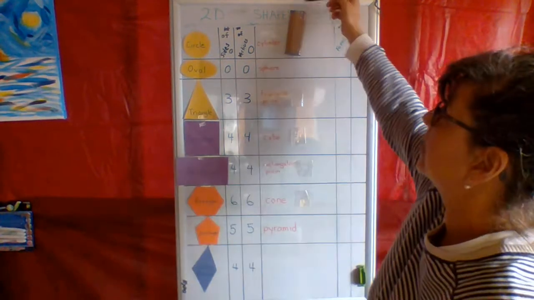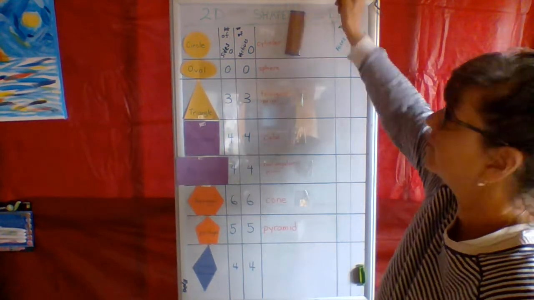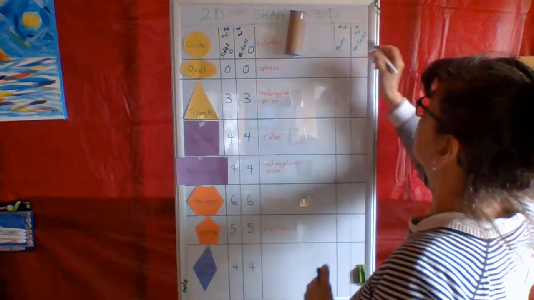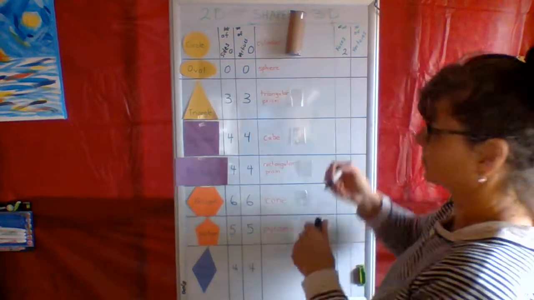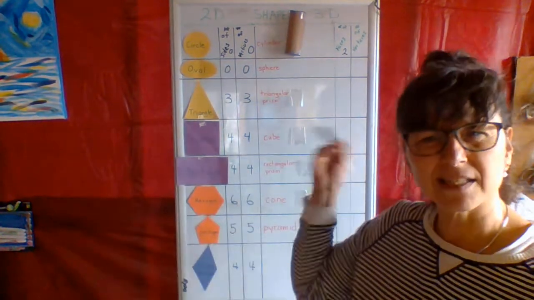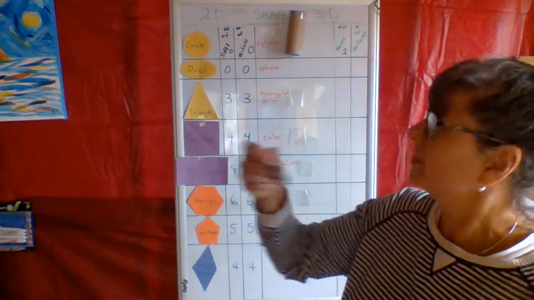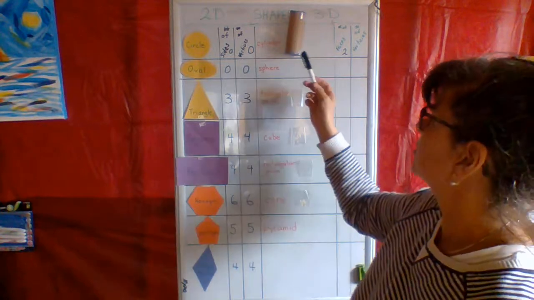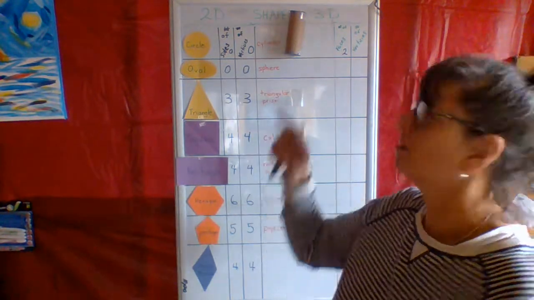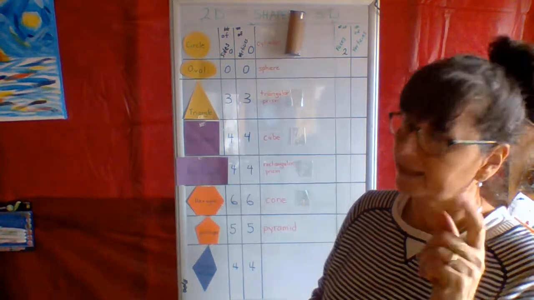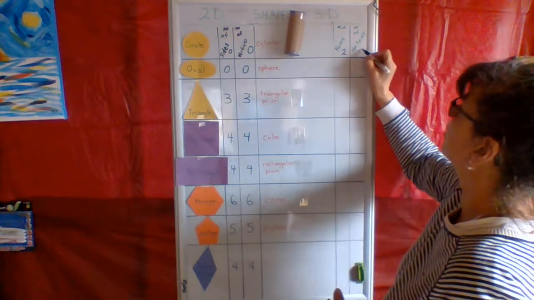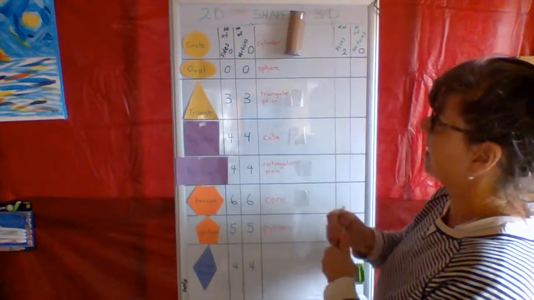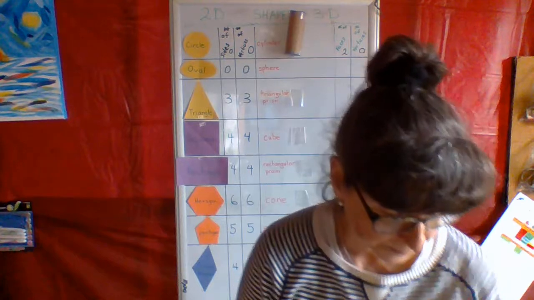And we counted, we said there was one circle face, two faces. So we have two faces. Are there any vertices on a cylinder? Remember, on a circle, there was no vertices, 0. So are there any points that meet on our cylinder? That's right, you guessed it. No, there are none.